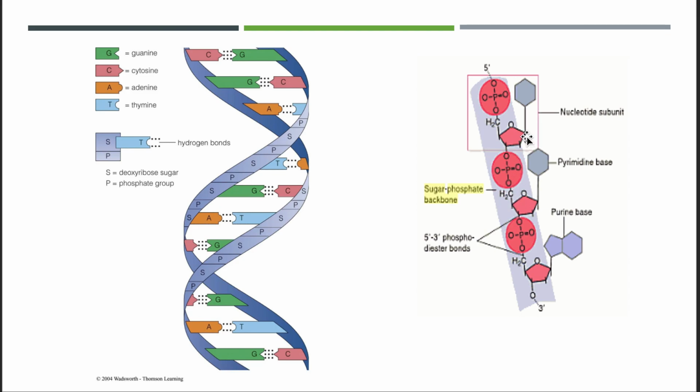The 1st carbon atom of the pentose sugar has an OH group, which is attached to a nitrogen base. Always, the OH group of the 1st carbon atom attaches to the nitrogen base, thus forming a nucleotide subunit, where we have a nitrogen base, a pentose sugar, and a phosphate group.